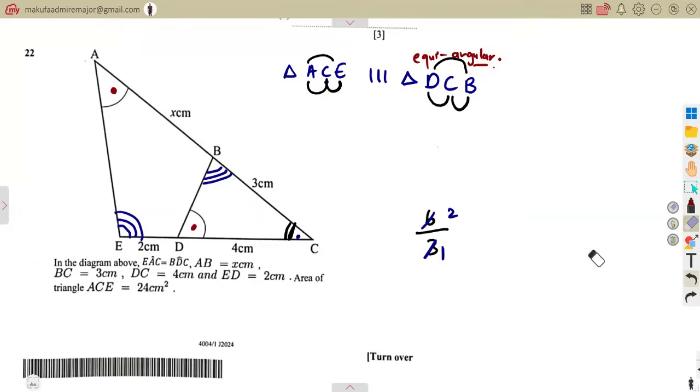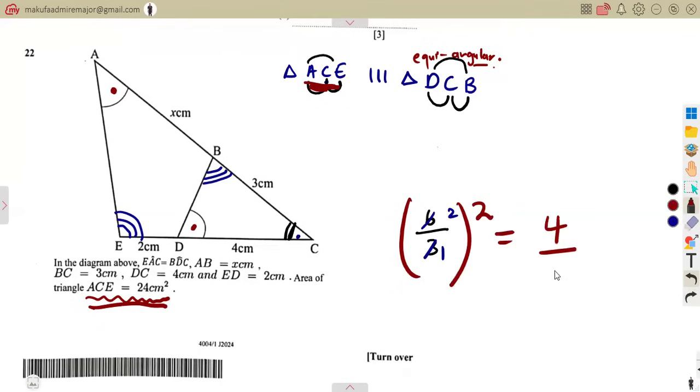Remember when I talked about the ratio, this one, when I was explaining the 2 over 1. This is the ratio of sides from the bigger triangle ACE, which we are given its area. But this is the ratio of sides. They were given the ratio of area. So you square this ratio of sides, which is going to be 4 to 1. That becomes the area factor, which is the ratio of areas.